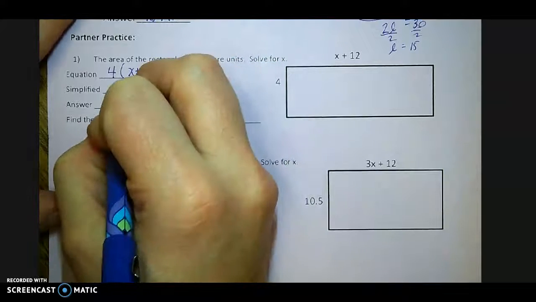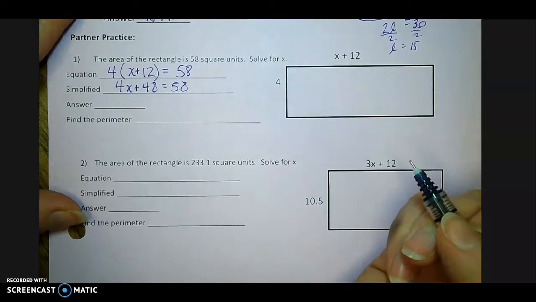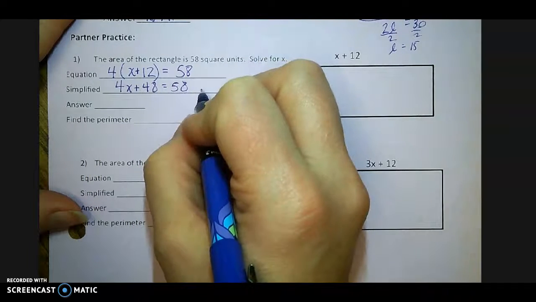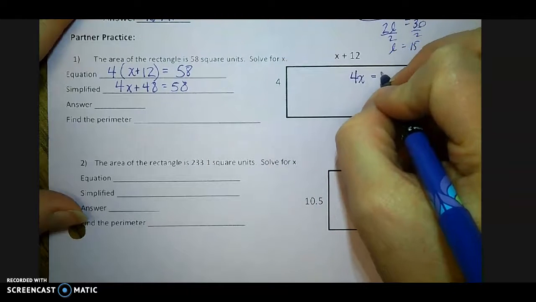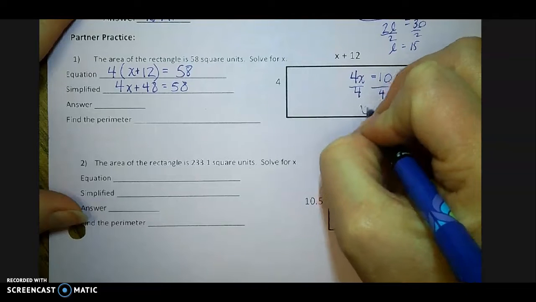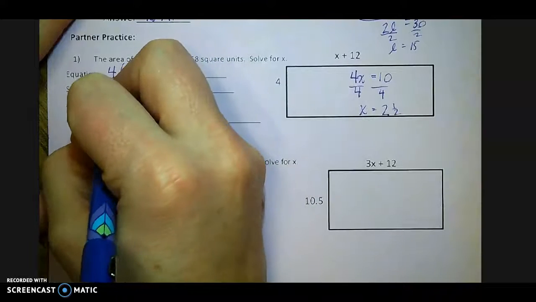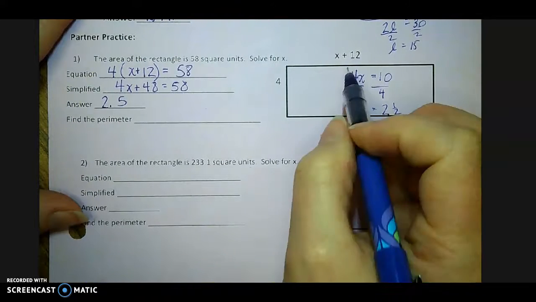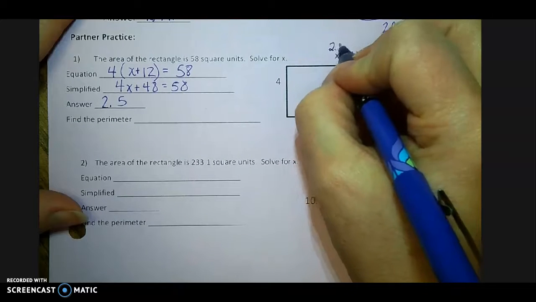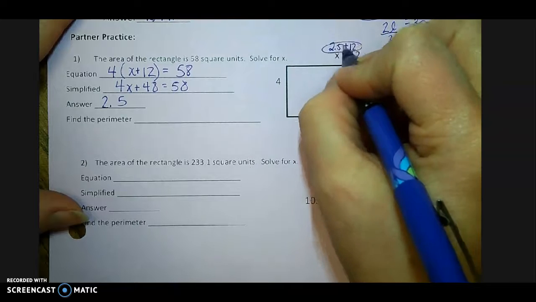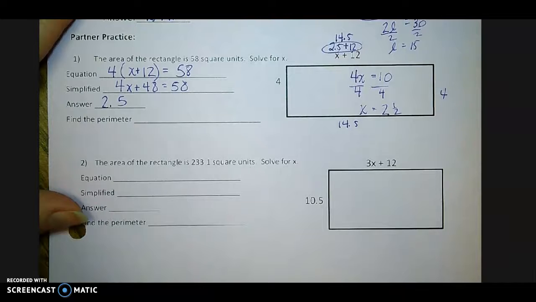When I simplify that, I'm going to get 4x plus 48 equals 58. I'm going to subtract 48 from both sides. 4x equals 10, divided by 4, and x equals 2.5. And in this case, I'm just solving for that. Then I could find my length here. I could put that back in there. So 2.5 plus 12. So that's going to give me 14.5 as my length, because the next thing it wants me to do is find the perimeter.